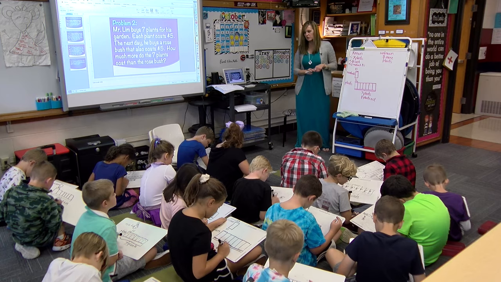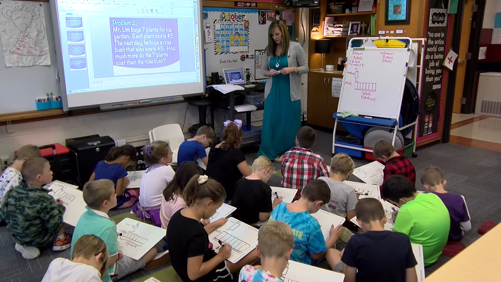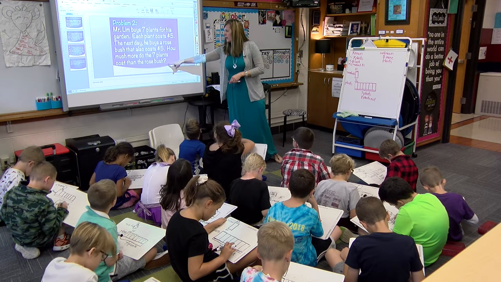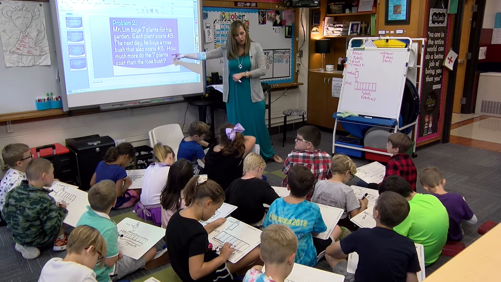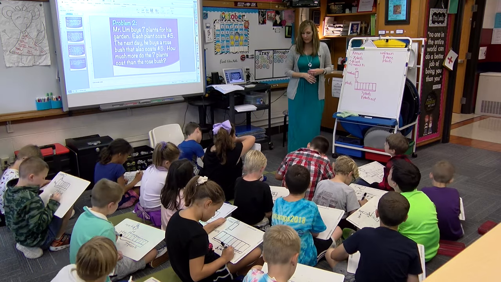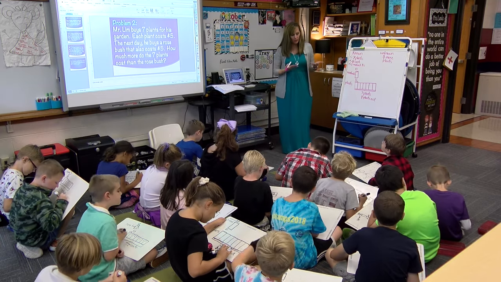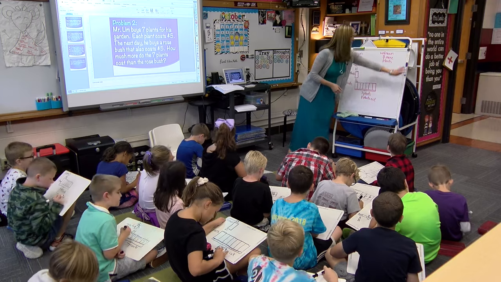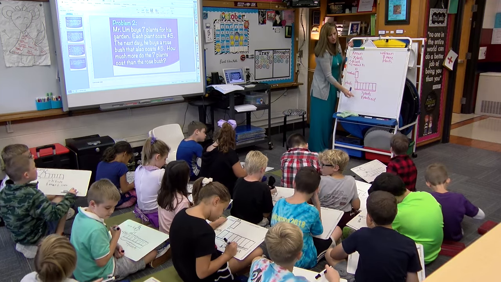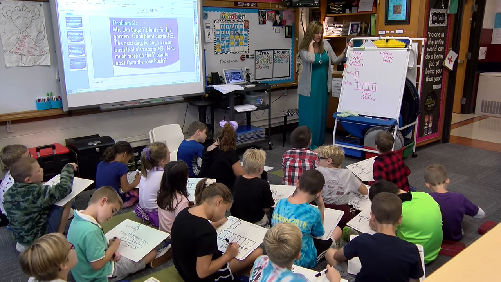Remember I told you these are called two-step word problems? This is where it gets a little bit tricky. Did this say anywhere, students, you need to know the total cost of the plants first? No. It's like this mystery unknown that we have to uncover. So first we're going to find the total plants cost. How am I going to do that?